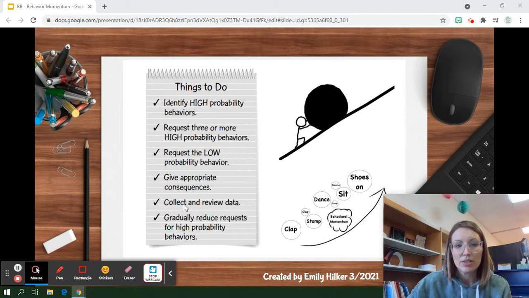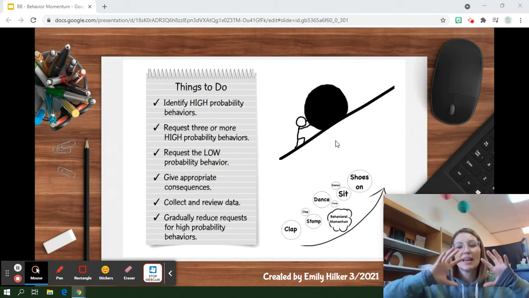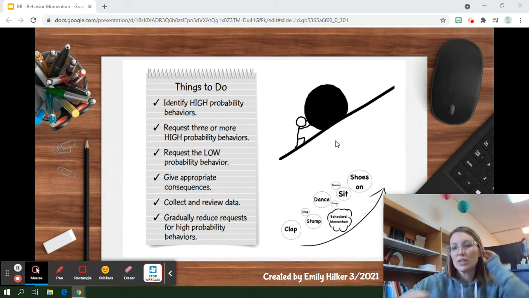When you're using this strategy, it would be great if you were collecting and reviewing your data to make sure that it's working. And your goal is to reduce the amount of high probability requests you have to give before leading up to that low probability behavior. So when you think about a student pushing that really hard task up a hill, that's a challenging thing. We want to make it a little bit easier, and this picture shows behavior momentum.